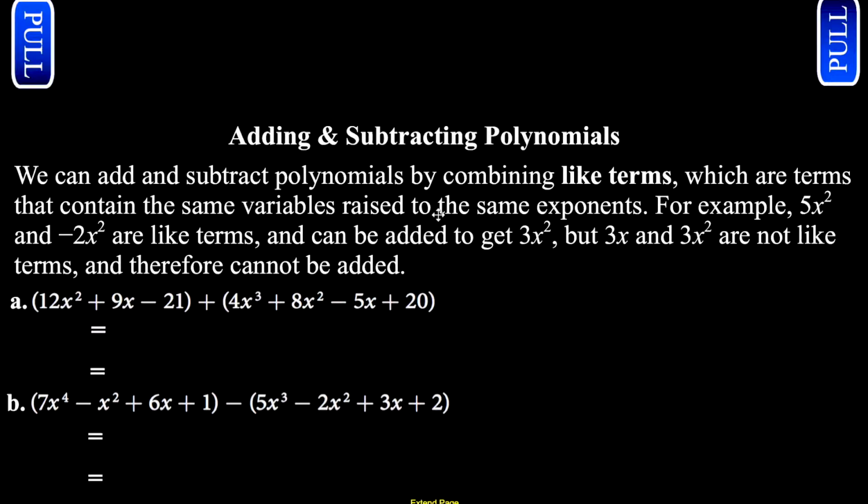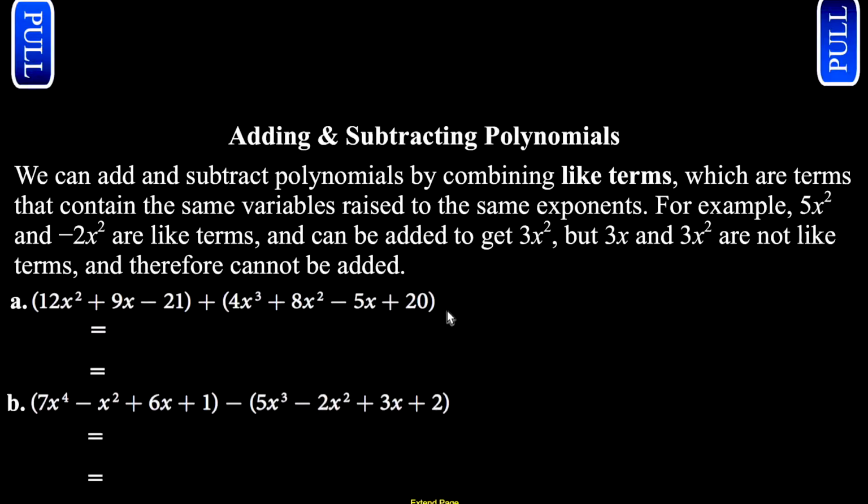To add and subtract polynomials, we need to be able to combine like terms. Like terms are terms that have the exact same variable, and it's also raised to the same power, or the same exponent. And there's an example in the paragraph here. 5x squared and negative 2x squared are like terms. They have the same variable to the same power. And we can add those together and get 3x squared. But the terms 3x and 3x squared are not like terms. Those do not combine because they have different exponents on the variable.